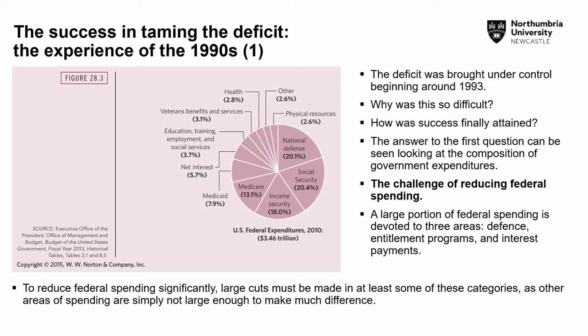So as you can see, there are a number of major elements, and a large portion is devoted to defense, entitlement programs and interest payments. So here we have defense, here we have the entitlement programs, that piece of the pie, and then what we have is net interest payments. So what had to happen is that cuts had to be made in some areas, or at least some of these categories of the budgets. And the reason why is because making cuts in other areas simply would not have an impact, because these areas are so small.